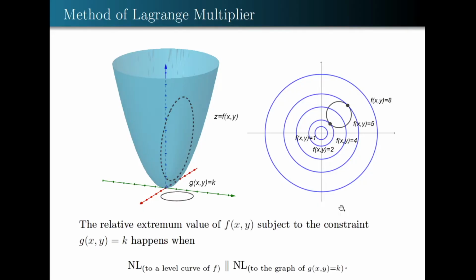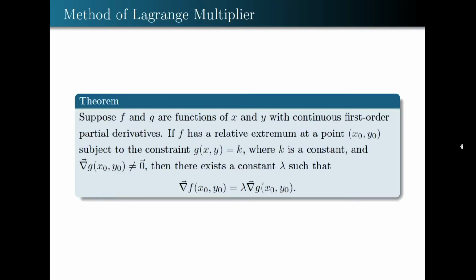Therefore, intuitively, we say that the relative extremum value of a function f of x, y subject to the constraint g of x, y equals a constant happens when the normal line to the level curve of f is parallel to the normal line to the graph of the constraint function. If the normal lines are parallel, we can also say that the gradient vector to a level curve of f is parallel to the gradient vector of the constraint function at that particular point. Now we state this observation in a theorem.